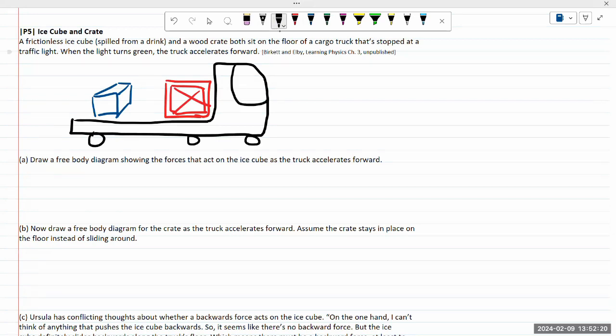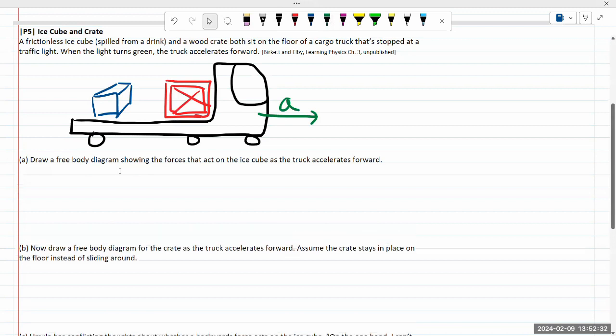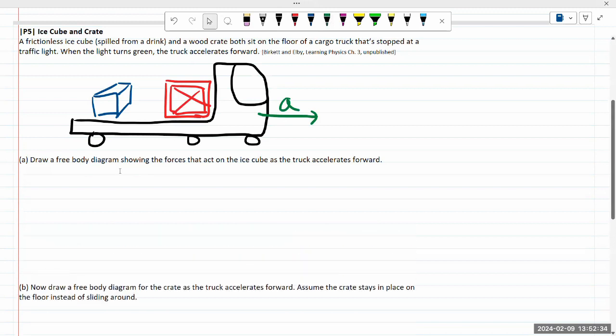When the light turns green, the truck accelerates forward. Okay, there's going to be acceleration. So part A asks, draw a free body diagram showing the forces that act on the ice cube as the truck accelerates forward.